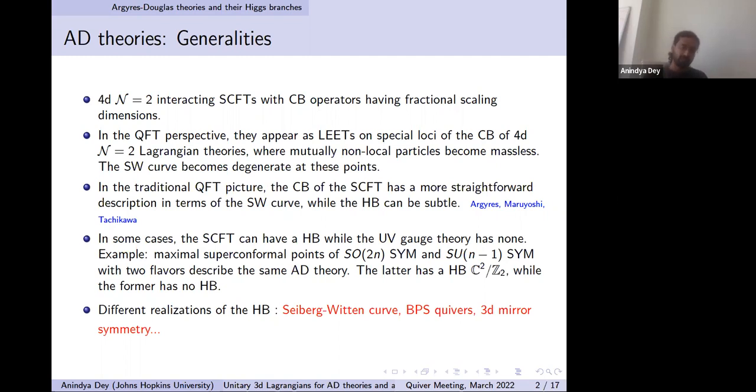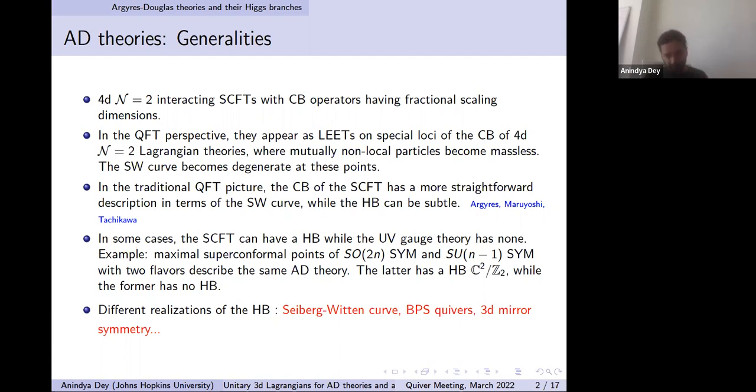So for a theory like SO(2n) super Yang-Mills, the Higgs branch sort of appears quantum mechanically. It's really right at the superconformal point where you have the emergence of a Higgs branch, but not in the UV. So that's the reason for commenting that the Higgs branch is a little more subtle from this perspective.